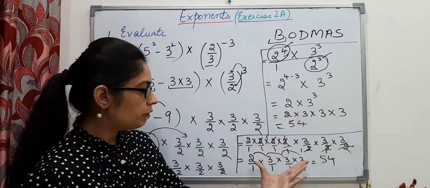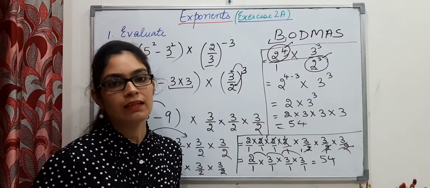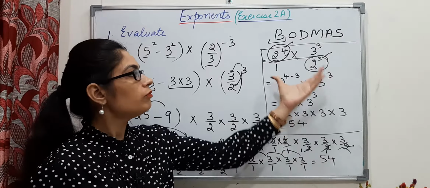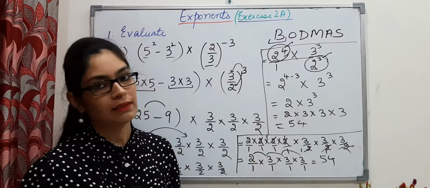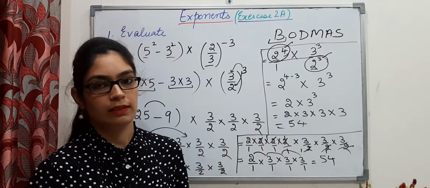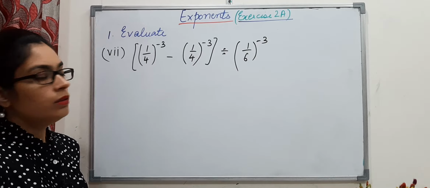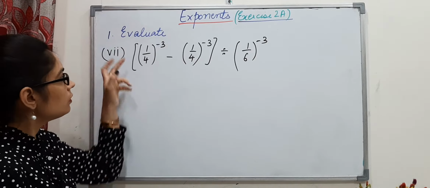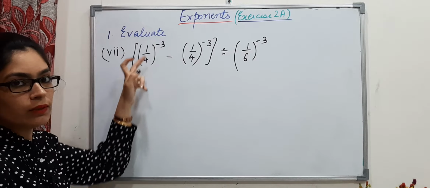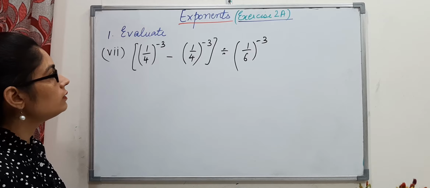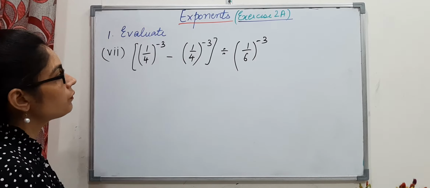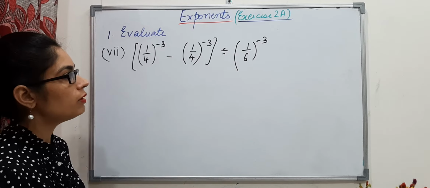So here we have done it without applying exponential rules. We can apply the exponential rule also and solve it. Same answer we will get. Now let's do the next part. In the next question it's given: 1 by 4 raised to power minus 3, minus 1 by 3 raised to power minus 3, divided by 1 by 6 whole power minus 3.